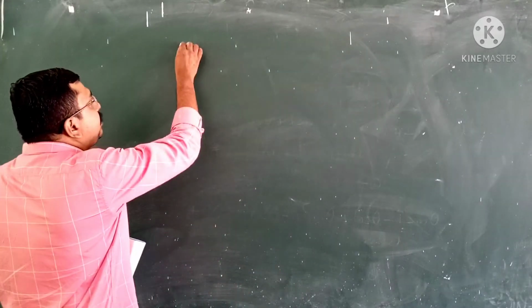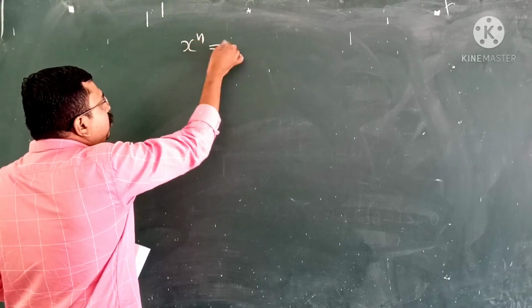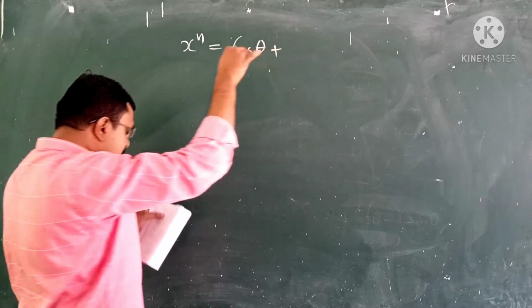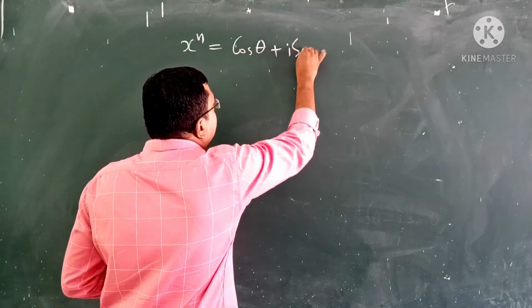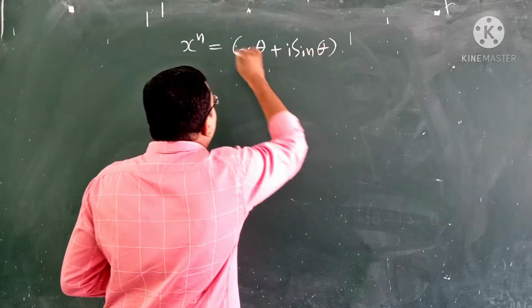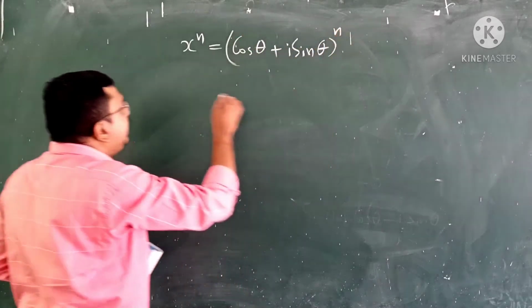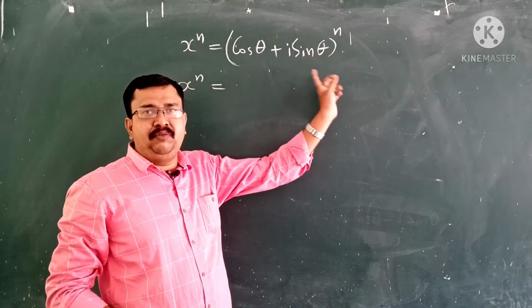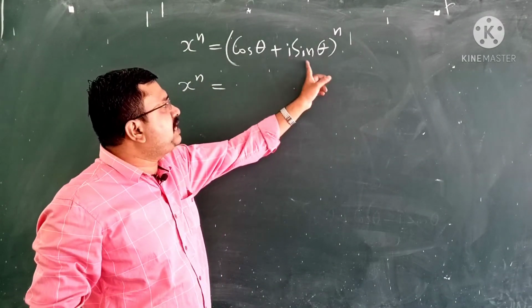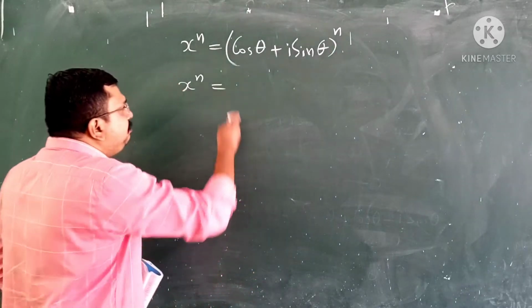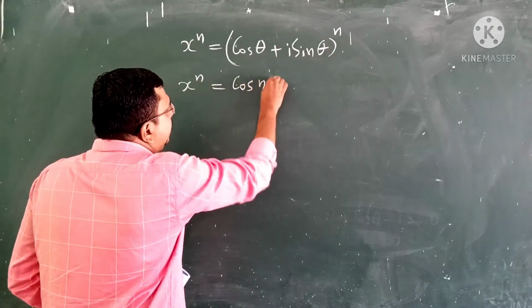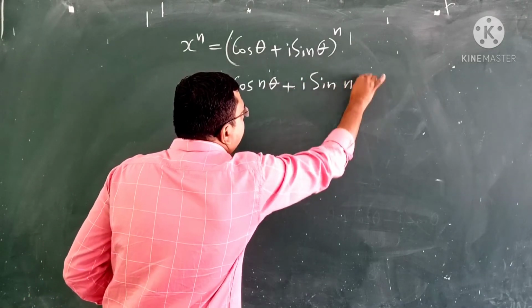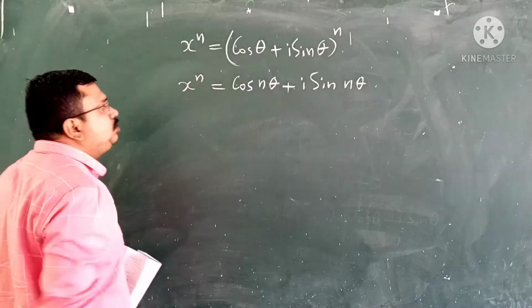Now, x raised to n equals (cos theta plus i sin theta) the whole raised to n. We are applying De Moivre's theorem. Then (cos theta plus i sin theta) the whole raised to n becomes cos n theta plus i sin n theta, that is x raised to n.